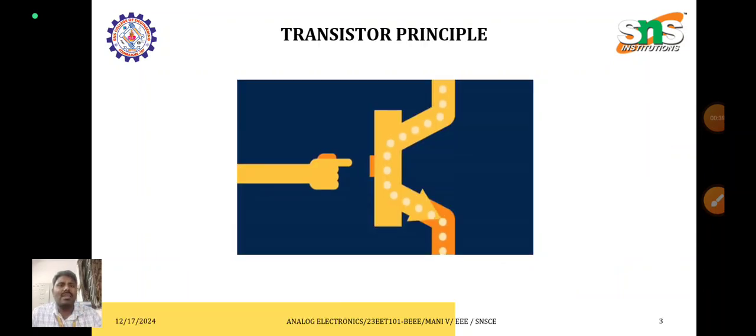So this is the transistor principle. The transistor acts as a switch. As you can see, if the gate pulse is given, there will be a current flow. It just acts as a switching device.